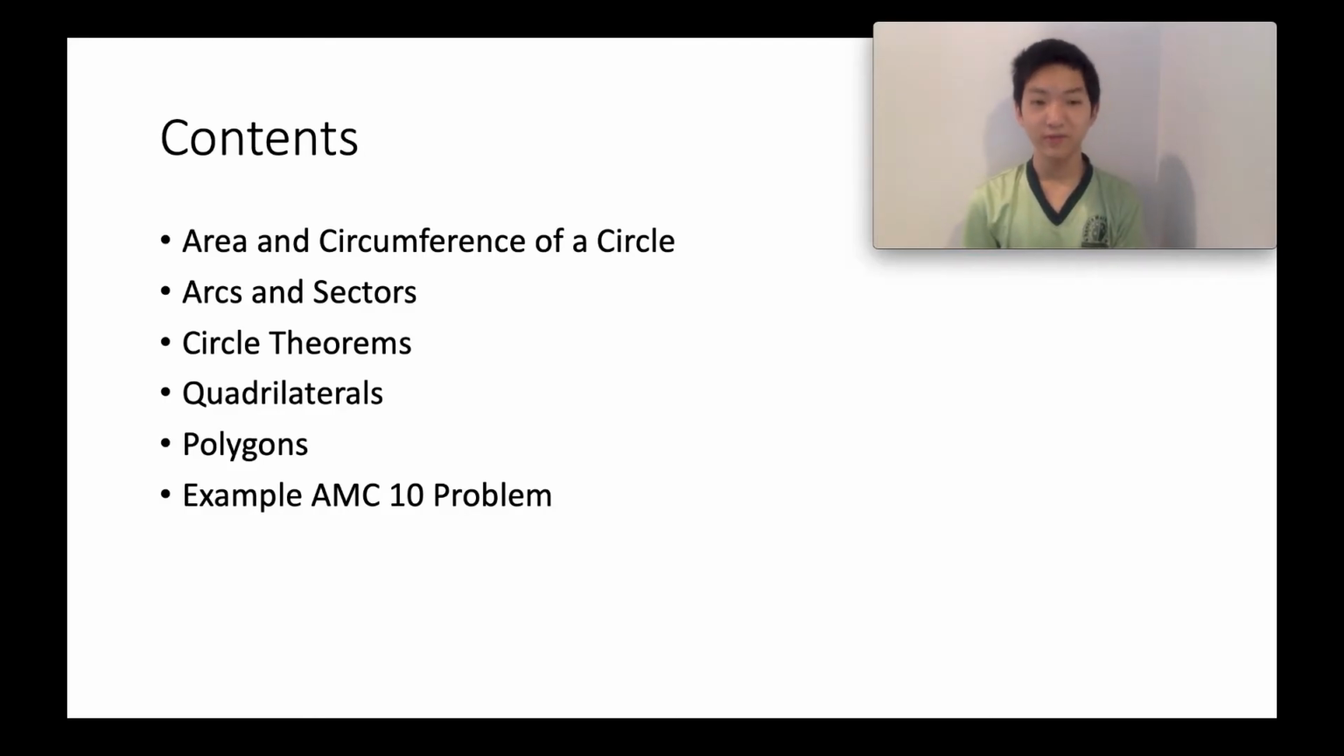Specifically, we will be covering the area and circumference of a circle, arcs and sectors, circle theorems, quadrilaterals, polygons, and an example AMC 10 problem.